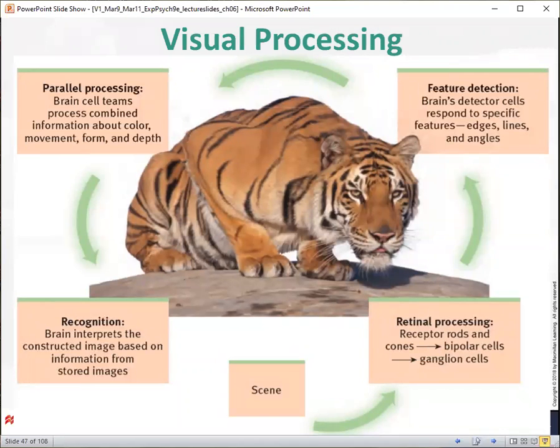So what we see is the following. We start at the very bottom here. We have a scene. We go through retinal processing: receptor rods and cones, bipolar cells, ganglion cells. Then we ultimately go to the brain detector cells that respond to specific edges, features, lines, and angles, feature detection, which then go to parallel processing, where the brain cell teams process combined information about color, movement, form, and depth. And then we get down to recognition. The brain interprets the constructed image based on information from the stored images, and then we see it's a tiger, so run.